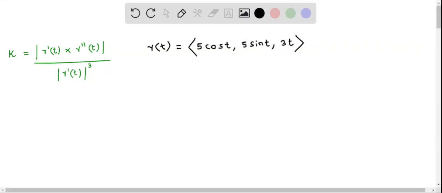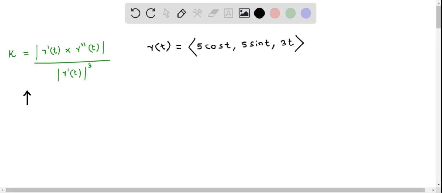In this question, we determine the curvature of the helix traced out by the vector valued function. That is, r of t is given as 5 cos t, 5 sin t, 3t. And we'll be replacing this curvature formula, represented by k.